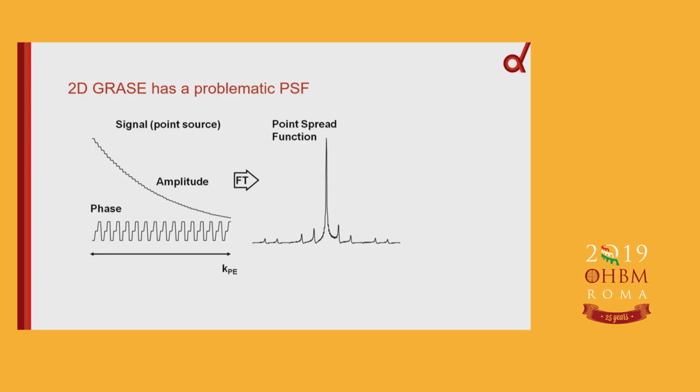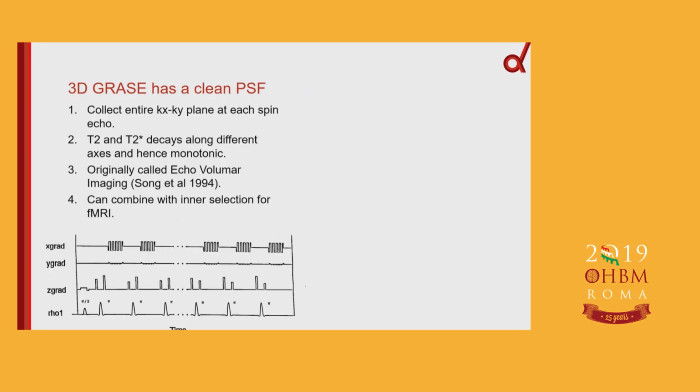So there is a smart way around it: 3D GRASE. Open an extra dimension, and here you have the possibility that you can project all the T2 decay down one axis and the T2 star decay down the other axis, and you're back in a clean space regarding your point spread function.